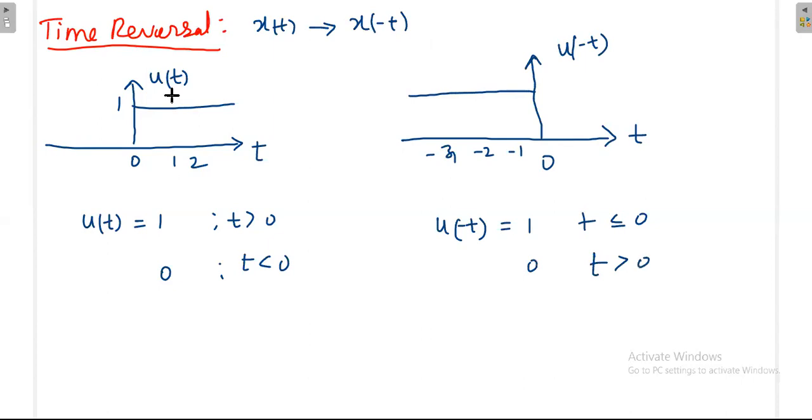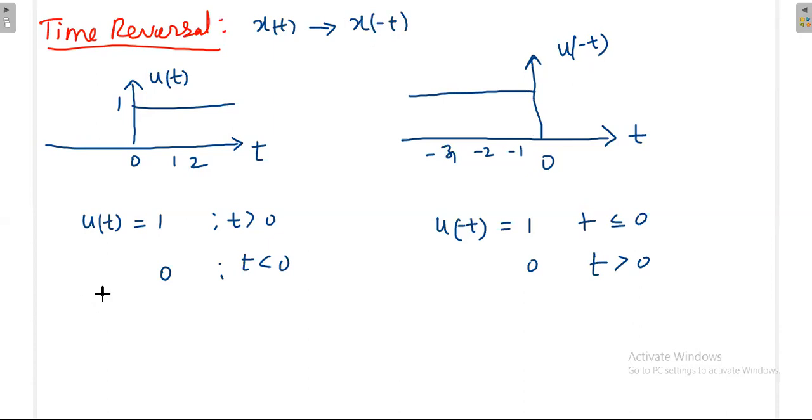Okay, this is called as right hand side signal, and this is called as left hand side signal because the signal is going towards left. Here the signal is going towards right. Okay, so here only we are doing the time reversal. That means finally your diagram got the mirror image with respect to y-axis.